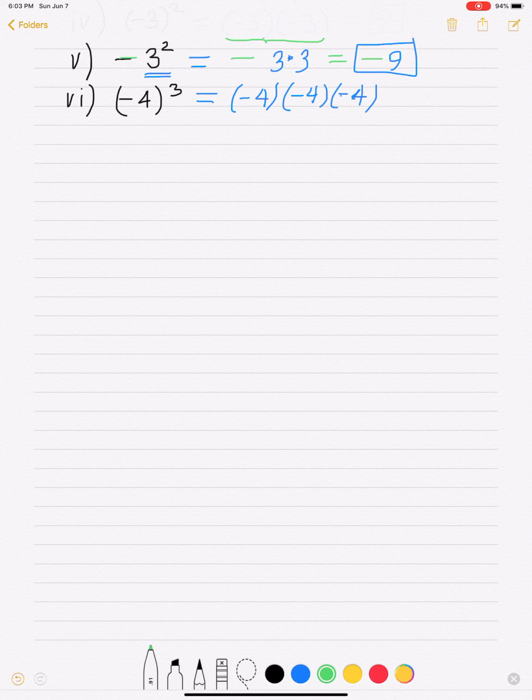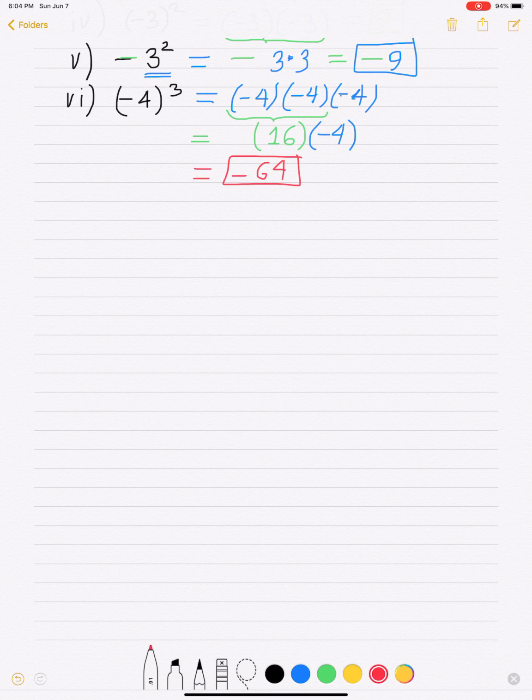When I multiply the first pair of negative 4's, I'm going to get a positive, right? A negative times a negative is a positive. Positive 16. And let's not forget that additional negative 4. So then I've got to do 16 times negative 4. Remember, positive times a negative is a negative. 16 times negative 4 will be negative 64.